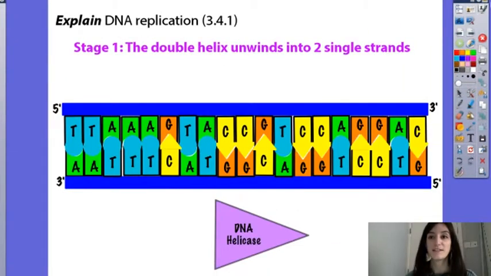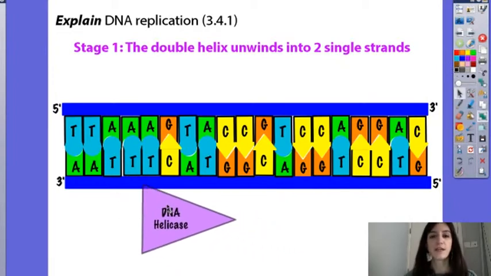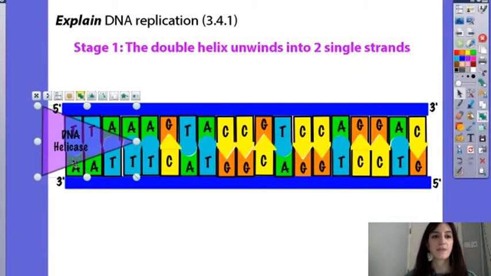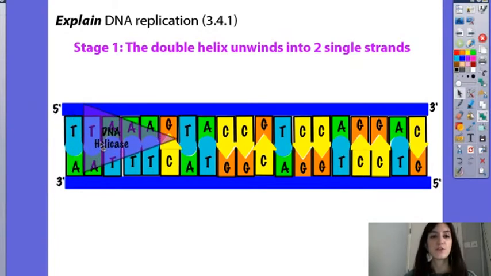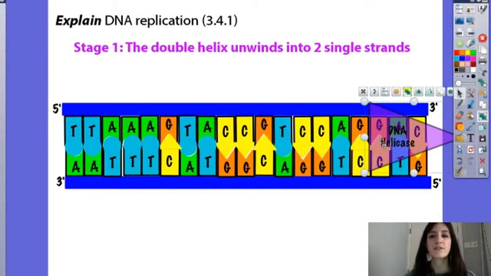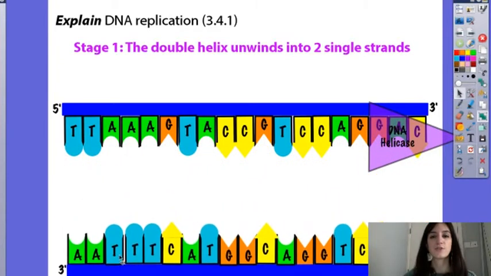Let's see this process in action. So here we have our DNA helicase molecule and our double-stranded DNA. The DNA helicase moves along the nucleotides, breaking the hydrogen bonds between the nitrogenous bases. And what we started with was two strands of DNA, which quickly become two single strands of DNA.